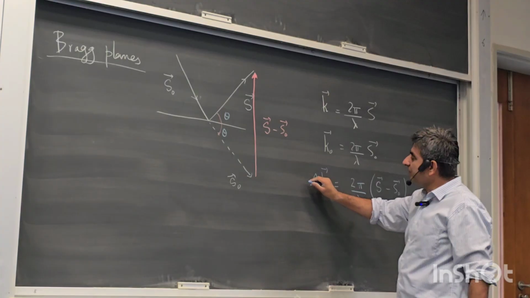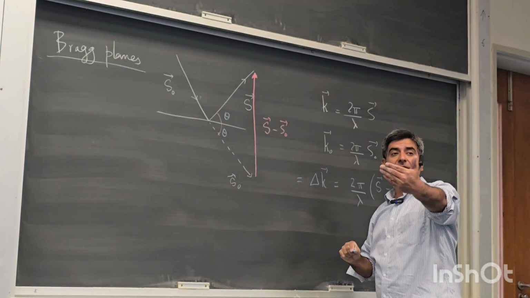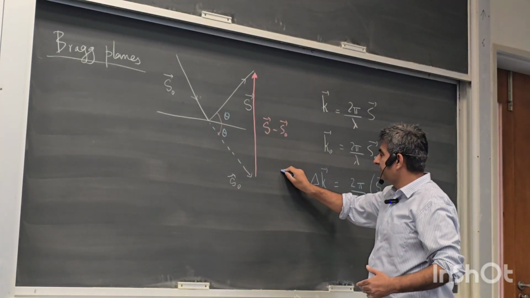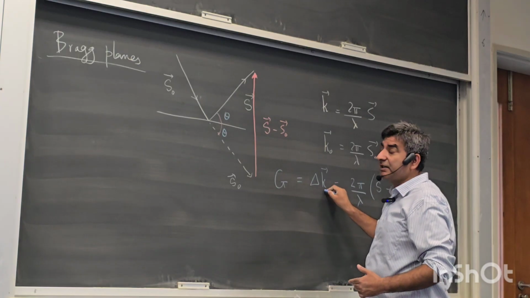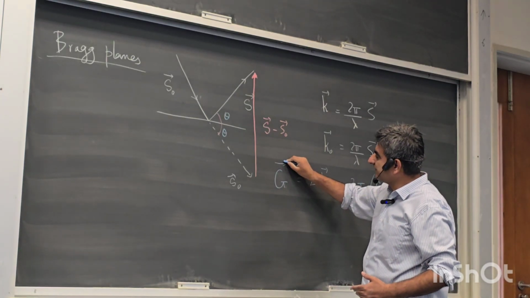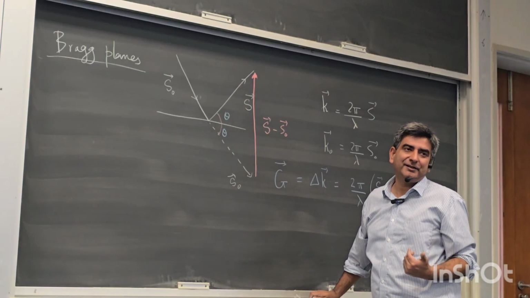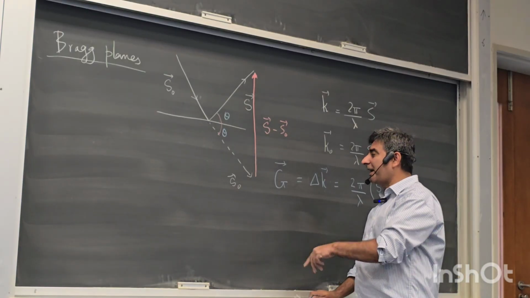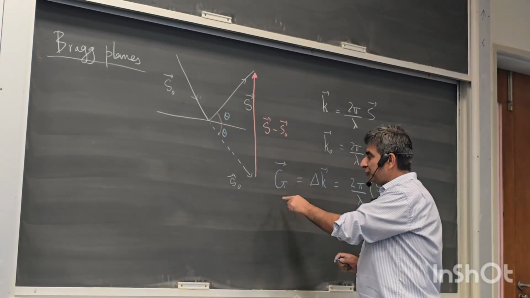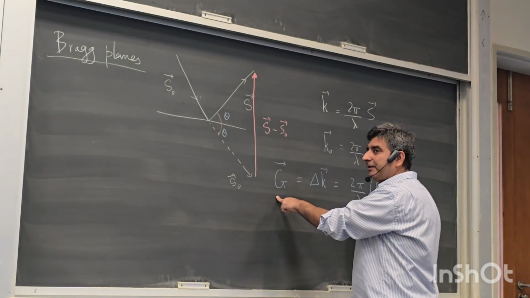And by the way, we know from the Ewald construction and from the Bragg reflection that this change in k, delta k, must be equal to the reciprocal lattice vector. We already know that, okay? And we can derive the Bragg reflection law from this. 2 pi over d and 2 pi over lambda.